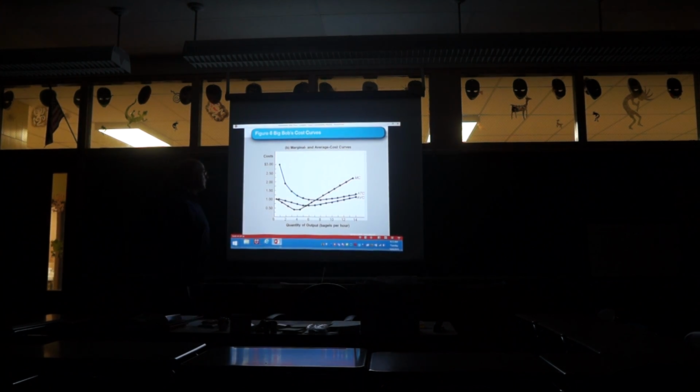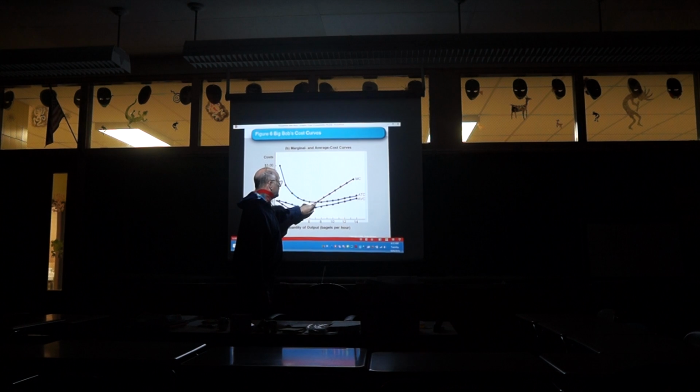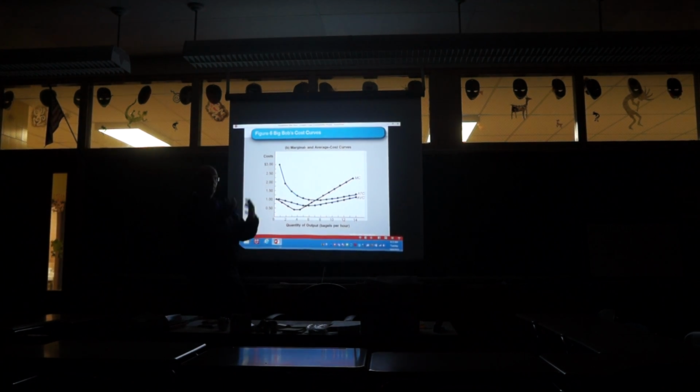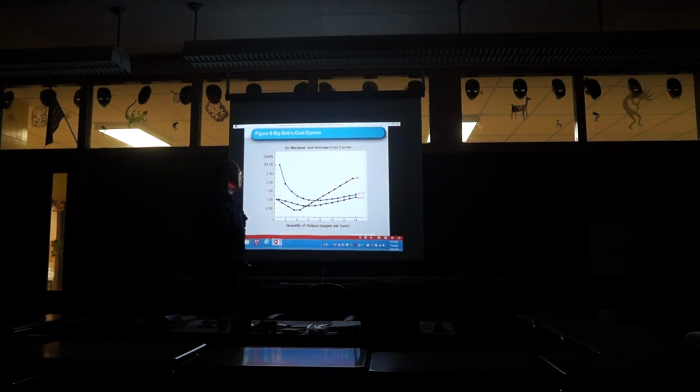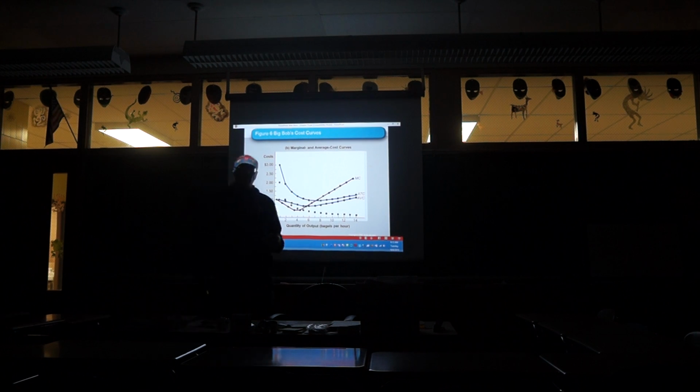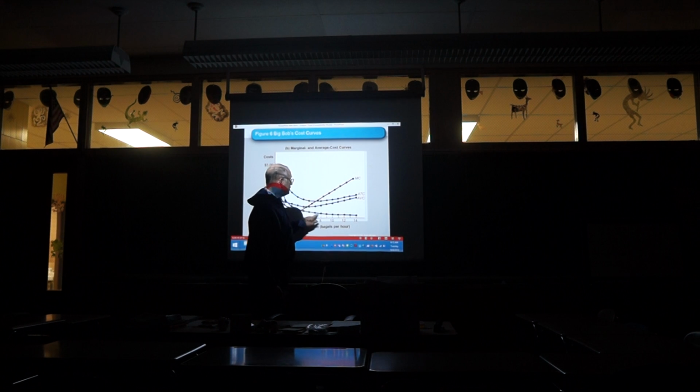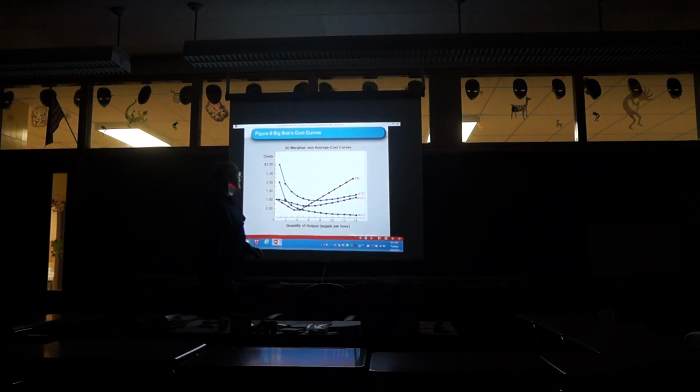So, minimum average total cost is where MC intersects ATC. Anything below the ATC will pull the ATC down. Anytime marginal cost is above, it will pull the ATC up. Remember earlier I said average fixed cost would always be going down, and there is your average fixed cost line.